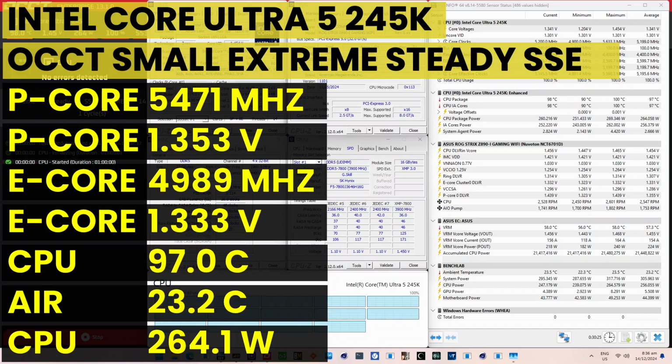When running the OCCT CPU SSE stability test, the average CPU P-core effective clock is 5471 MHz with 1.353 volts, and the average CPU E-core effective clock is 4989 MHz with 1.333 volts. The average CPU temperature is 97 degrees Celsius. The average CPU package power is 264.1 watts.